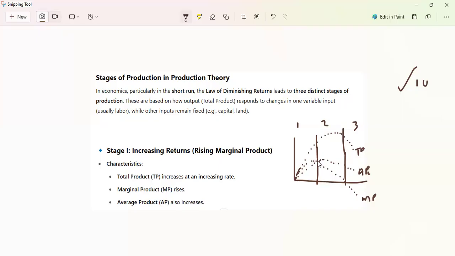So in summary, the total product curve starts to become steep, then flattens and falls, whereas the marginal product rises, reaches its peak and falls to 0, and the average product will rise and reach its peak when it equals the marginal product. So these are the stages of production.